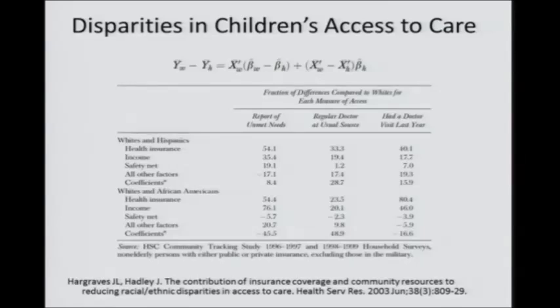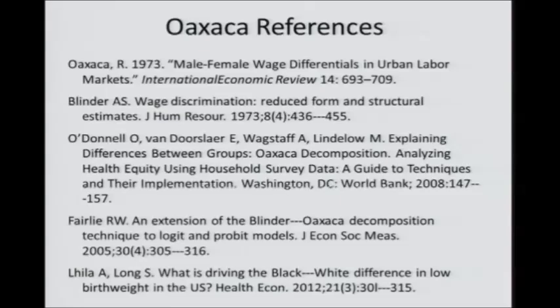Economists often take the difference in betas to be the unexplained part, because they often don't know what contributes to those kind of interactions or differences between groups. And so here it's just listed as coefficients on this table. But they found that health insurance differences explained the largest portion of disparities in access to care for children, for really both race groups. So that's a final example, and these are references.